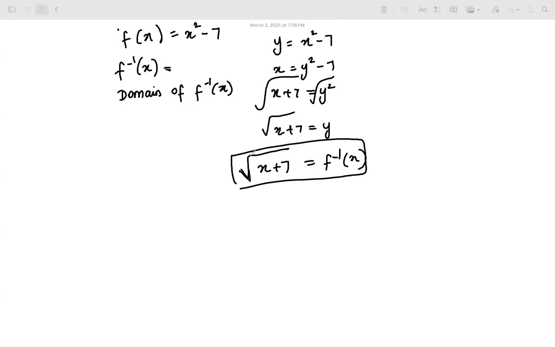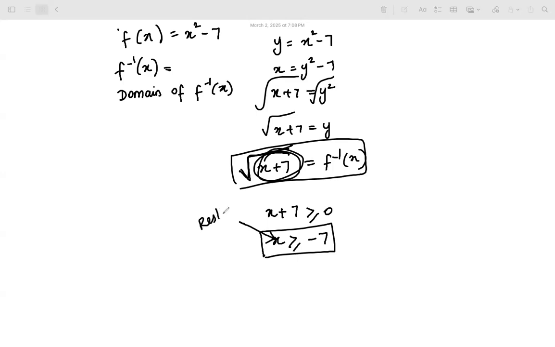But whenever you have a square root, whatever is inside should be greater than or equal to 0. You cannot have a negative term there. It can be 0 or it has to be greater than or equal to 0. So x plus 7 is greater than or equal to 0. x is greater than or equal to minus 7. See, that is a restriction on the domain.